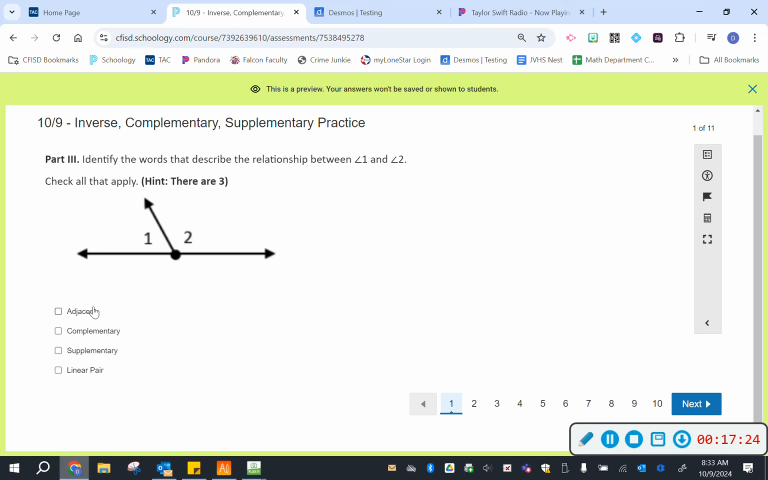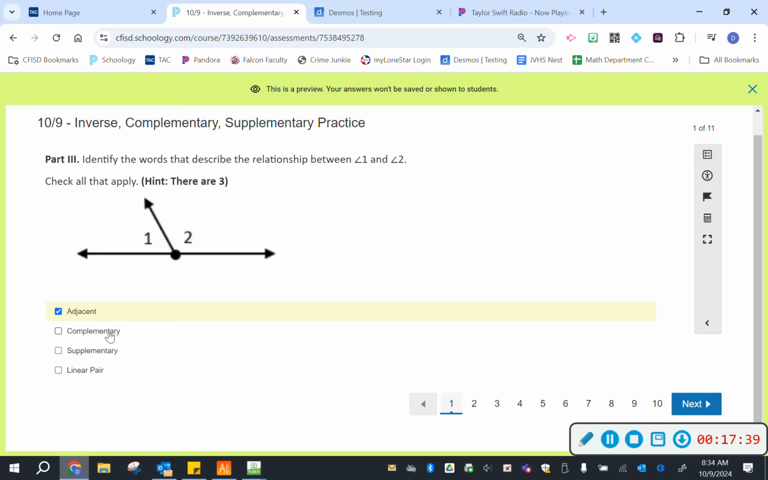You are going to have to tell me, are these adjacent? What does adjacent mean? Are they next to each other? Do they share a side? Do these share a side? So you would check it. By the way, I gave y'all some hints on these.